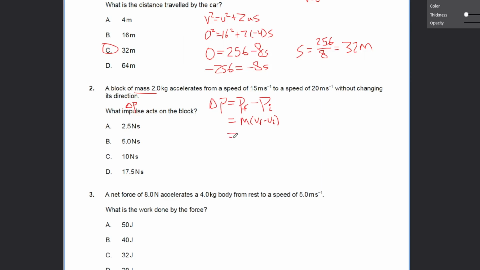So now we can plug in our mass. We have 2 kilograms, and our final speed is 20 meters per second, and our initial speed is 15. So we have 2 times 5, and that is going to be 10. So the answer is C.